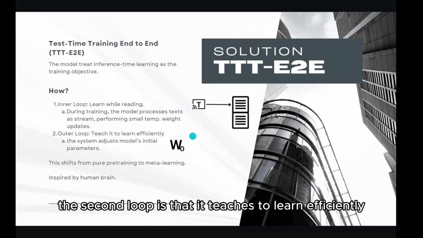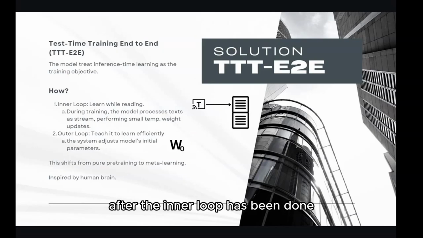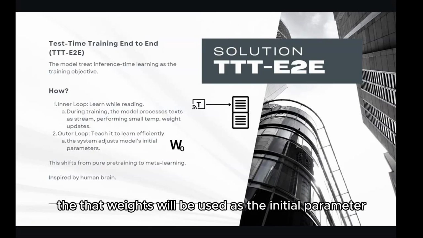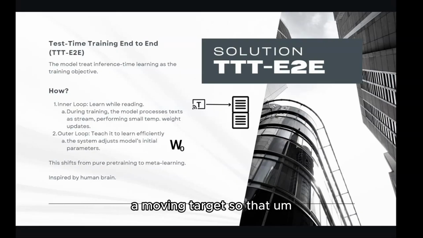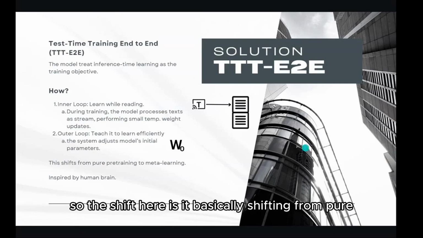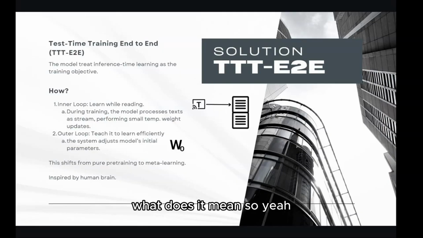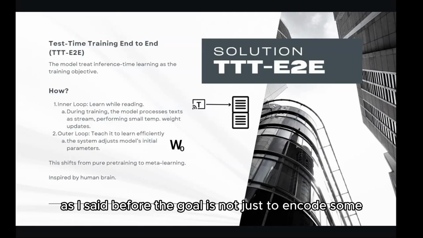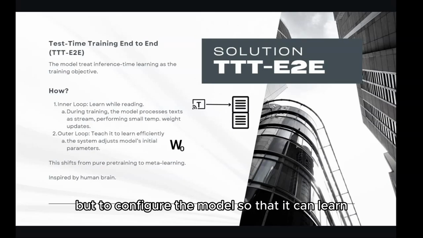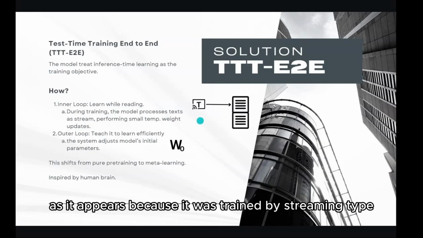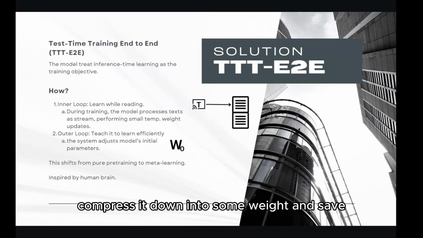The second loop teaches it to learn efficiently. For example, after the inner loop has finished calculating and adjusting weights, those weights will be used as the initial parameters. This also simulates a moving target, so that every time the initialized weights are closer and closer to the truth, hence the inference is getting faster and faster. The shift here is basically from pure pre-training to meta learning. What does it mean? As I said before, the goal is not just to encode some knowledge, but to configure the model so that it can learn by doing. It can rapidly internalize new information as it appears, because it was trained by streaming text, and then it internalizes it, compresses it down into some weights, and saves it.